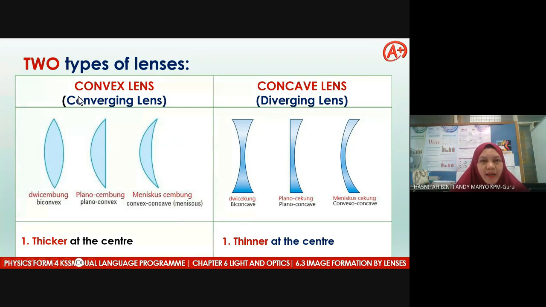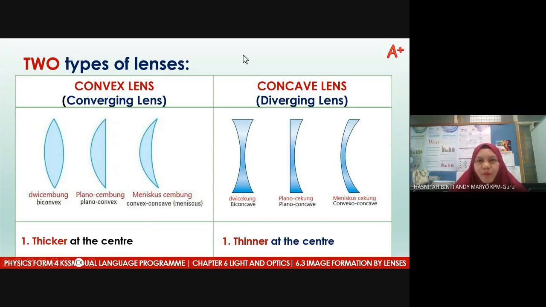Second, we have plano-convex. It has one curved surface, and the other surface is a plane surface. Then the third example is convex-concave, also called a meniscus. All these three are examples of convex lens. Convex lenses are thicker at the center. Look at the structure, they are thicker at the center.